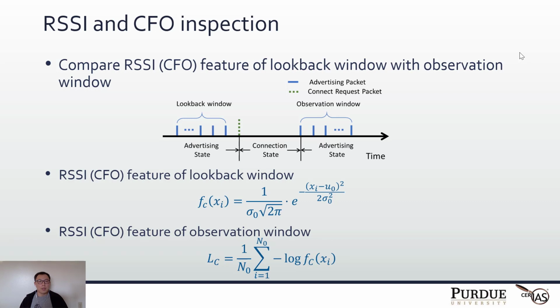Then we compare this value with the threshold to check whether it exceeds the threshold. If this value is bigger than the threshold, that means there are spoofed advertising messages. Detailed information can be found in our paper.